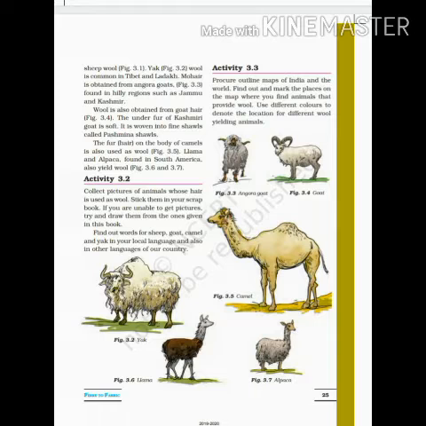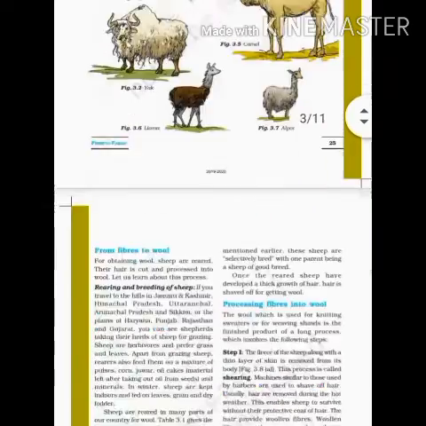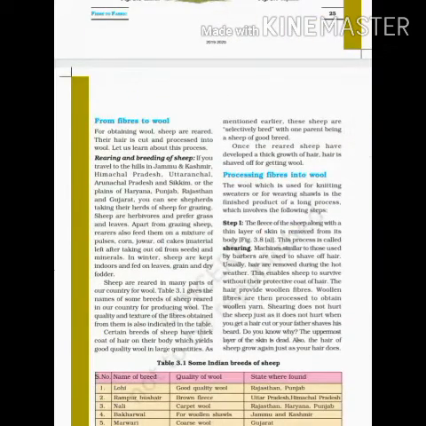Now we will discuss how fibers become wool, the full process from fibers to wool. In the market, the wool we generally get is the wool obtained from sheep.